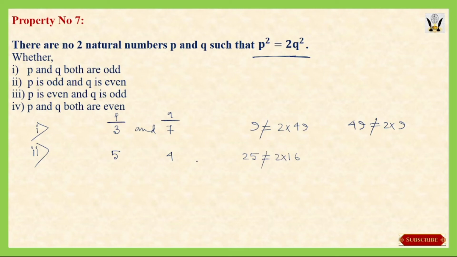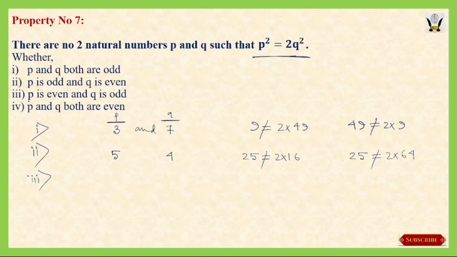Now suppose p is 5 and we choose q greater than 5. So p square means 25, and if we choose q as 8, it will be 64, and if we multiply by 2, they are not equal. And since it is 2q square, we will not choose q greater than p, because if we choose q greater than p, then obviously 2q square will be greater than p square, and that will never be equal. So we will further choose p greater than q.